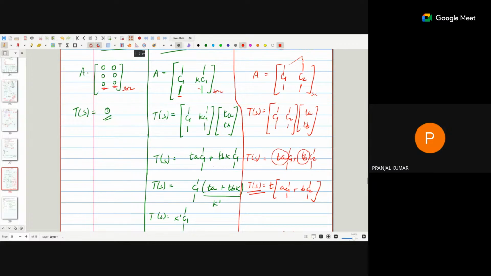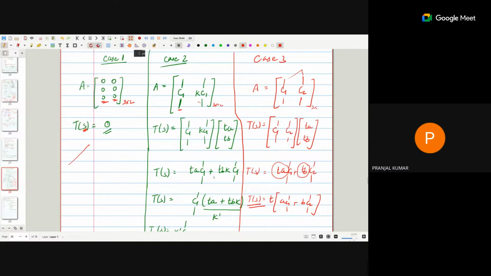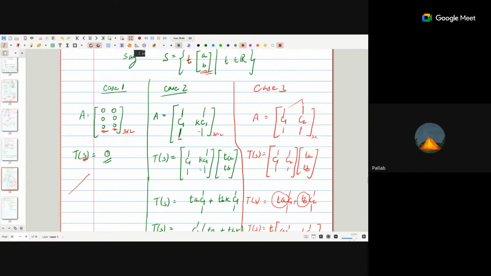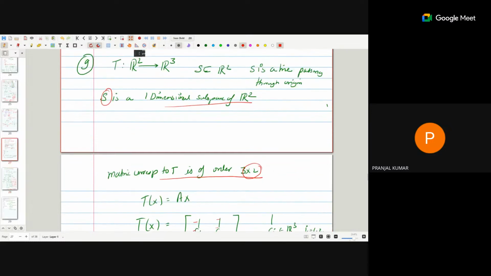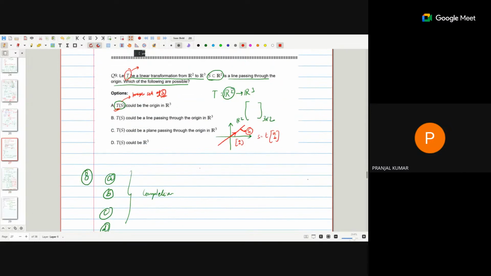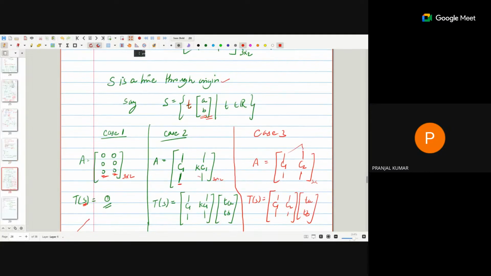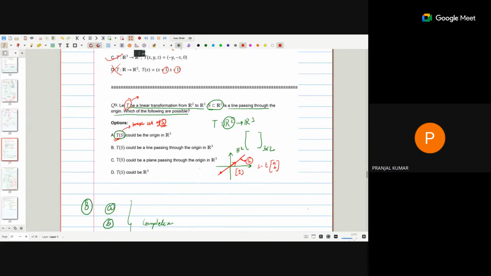So when this is the case, all the elements from your S line will be mapped to 0, because this is a 0 matrix itself. Yes or no? Yes, sir. So any vector from this S line, if you take this vector, on being multiplied with this possible matrix will be mapped to 0. So T of S could be origin in R3. So is this a valid answer? Yes, sir.